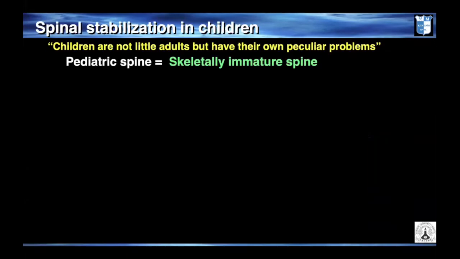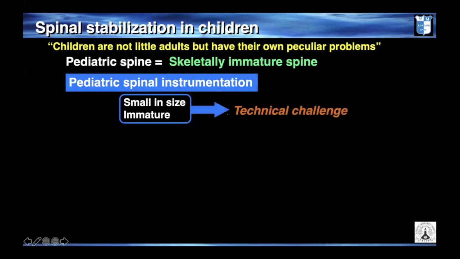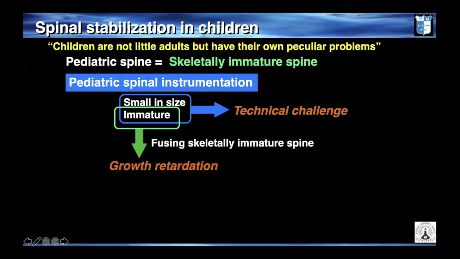Okay. So for spinal stabilization in children, you have to remember that children are not little adults, but have their own peculiar problems. The pediatric spine is generally a skeletally immature spine, especially for children under 6 years old. For pediatric spinal instrumentation, you have to always be aware of its small size and immaturity. This makes the technical challenge. Fusion of a skeletally immature spine may cause growth retardation.